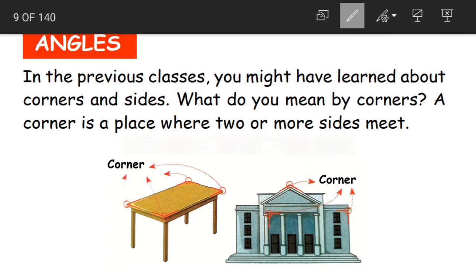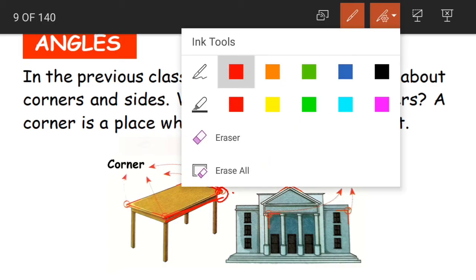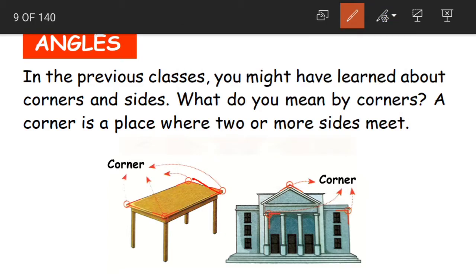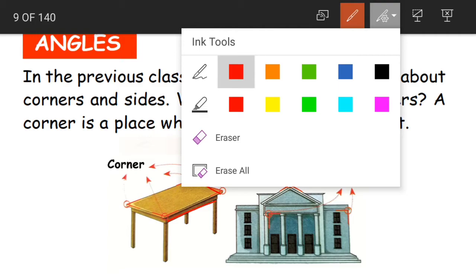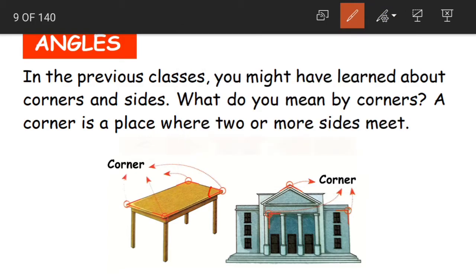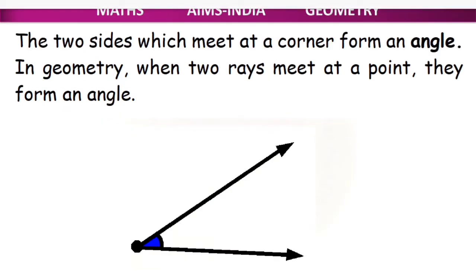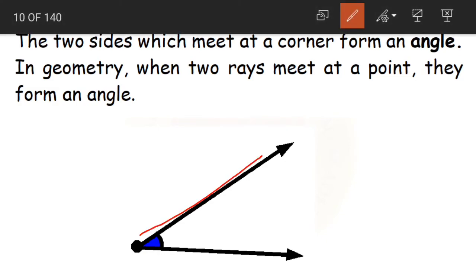So what are they saying? When these two sides meet together, it is called a corner. The place where the two sides meet is called a corner, and when these two sides meet, the sides tend to make an angle. As you can see here, this is one side and this is one side. When these two meet at a corner, they tend to make an angle. This is called our angle.